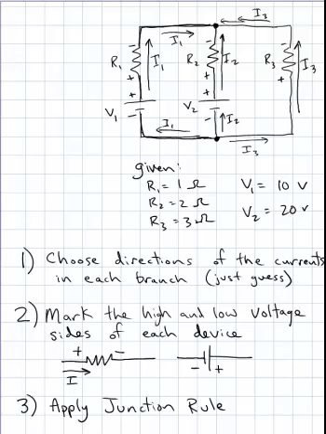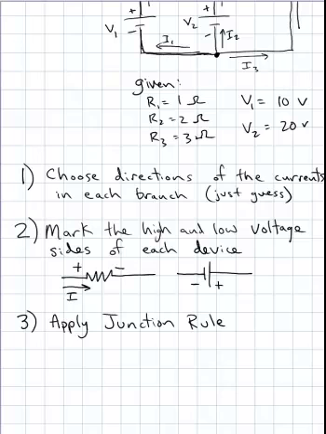Step number 3 is to apply the junction rule. So what is the junction rule? Basically, it says that the sum of all the currents at a junction add up to 0. Or another way of writing it is the sum of all the currents into the junction has to equal the sum of all the current out of the junction. So if we're calling the current into the junction as positive, then the current out would be negative, or vice versa.